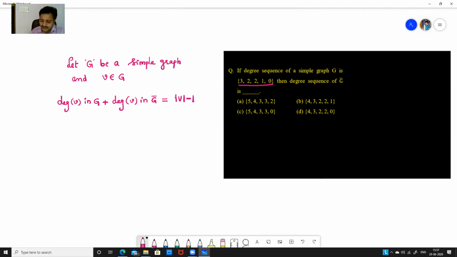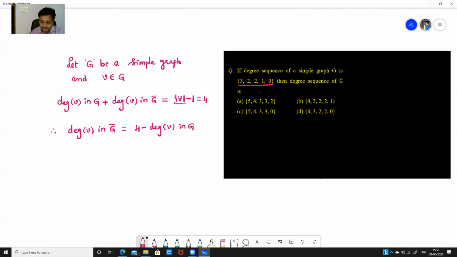Here they are expecting the degree of V in G bar, right? Therefore, how many vertices do we have? In total we have 5 vertices. So the degree of V in G bar is equal to 5 minus 1, that equals 4. Therefore, the degree of V in G bar is equal to 4 minus the degree of V in G.